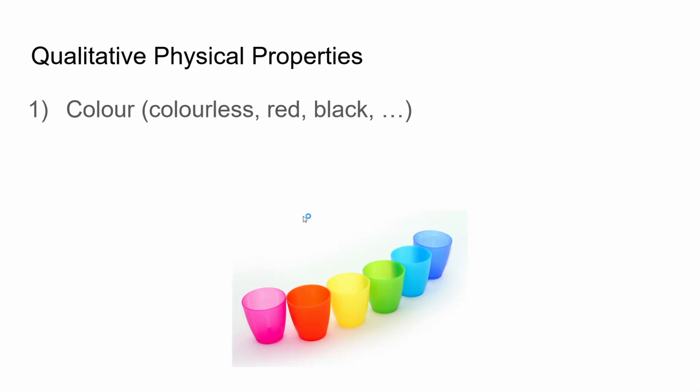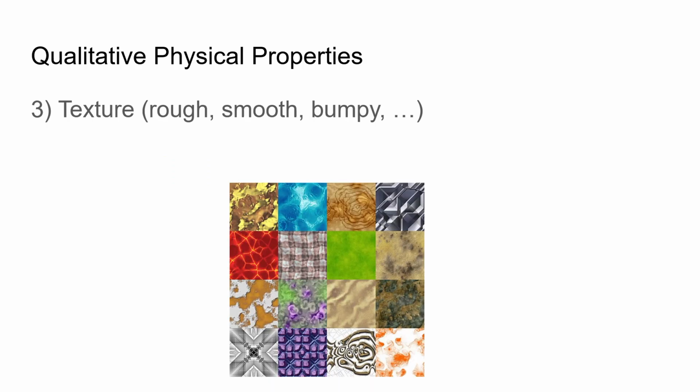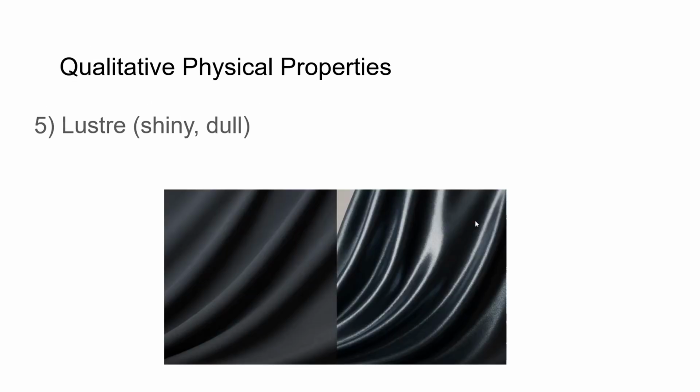So to begin with qualitative physical properties, one of the major ones we have is color. As you can see, yellow, red, green, blue. Odor. If you take a whiff of a flower, you could say it's sweet, pungent, floral. Texture, whether something is rough or smooth. State, water is a really common one. Water is a liquid, ice is a solid, and water vapor is a gas. Luster, whether something is shiny or dull.